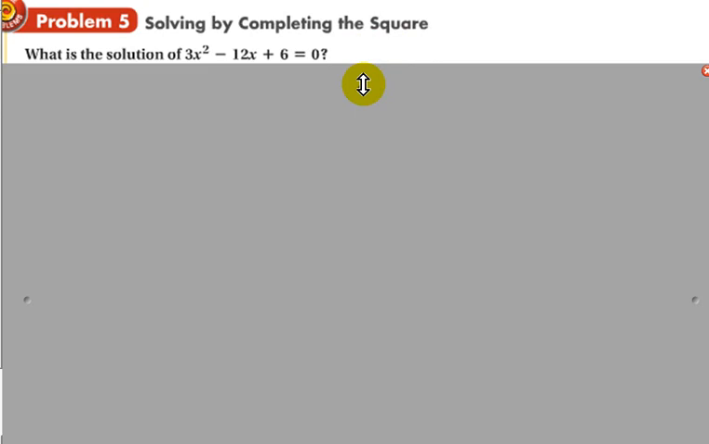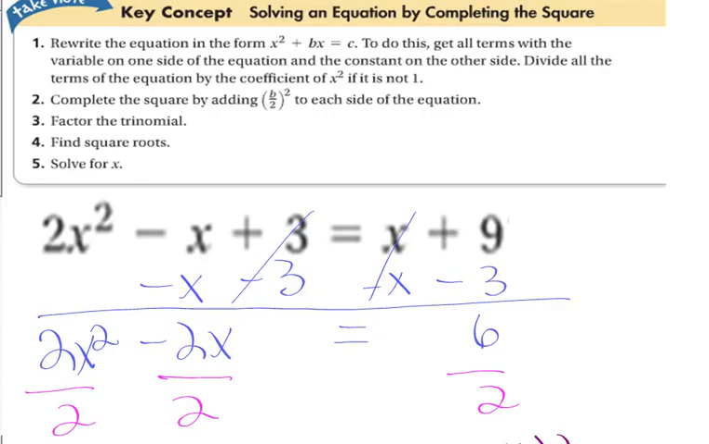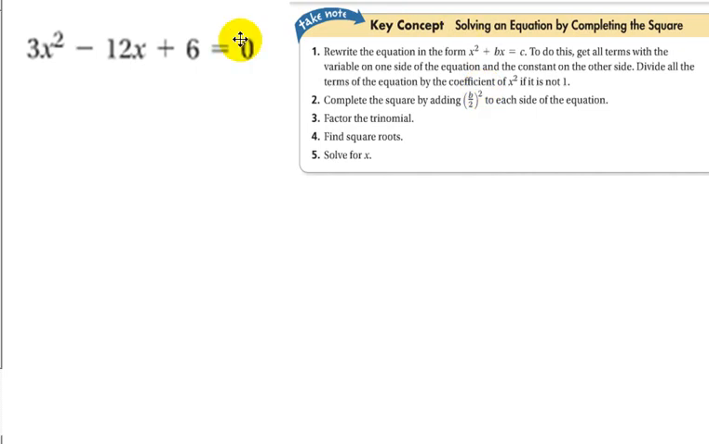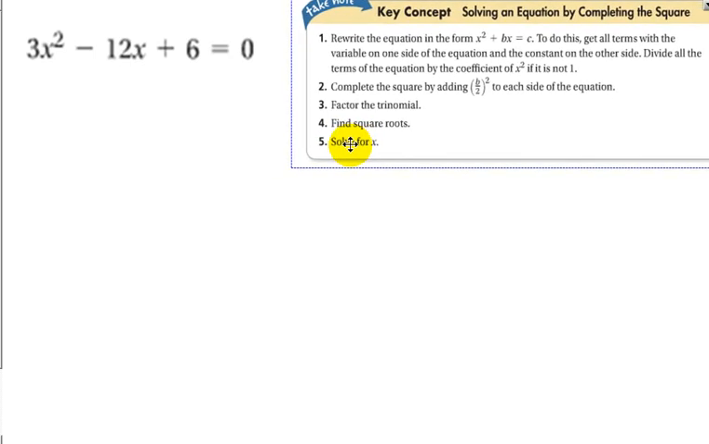Okay, so we're going to pick up with problem 5 today. It says, what is the solution of 3x squared minus 12x plus 6 equals 0? Okay, so I've taken the liberty to copy and shrink down our little steps. I'm going to call that our recipe card for solving our equation for completing the square.